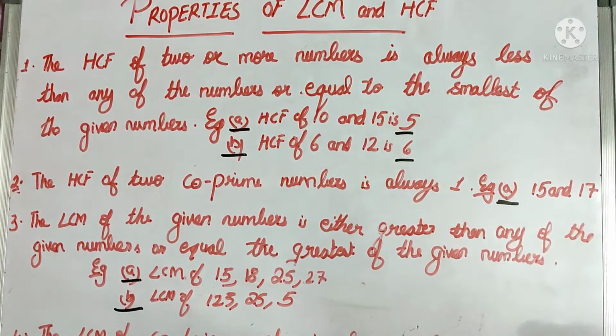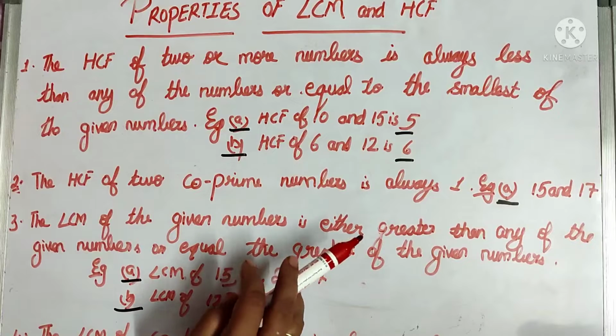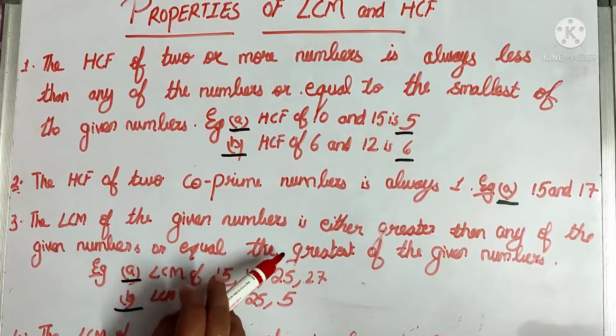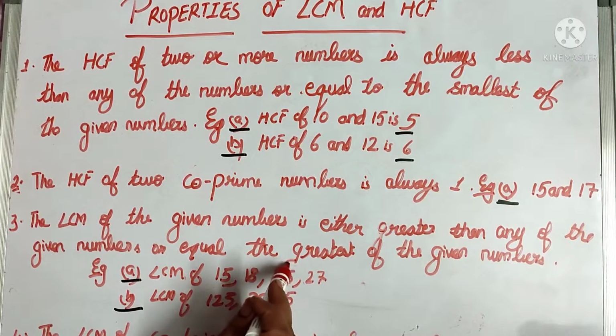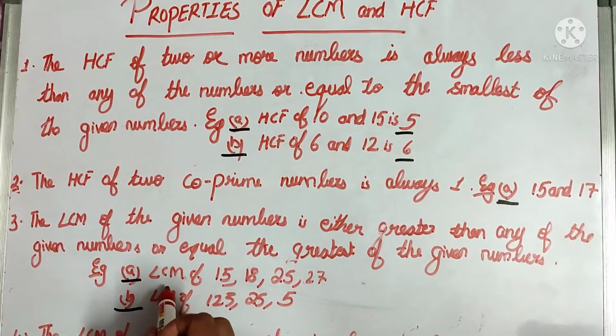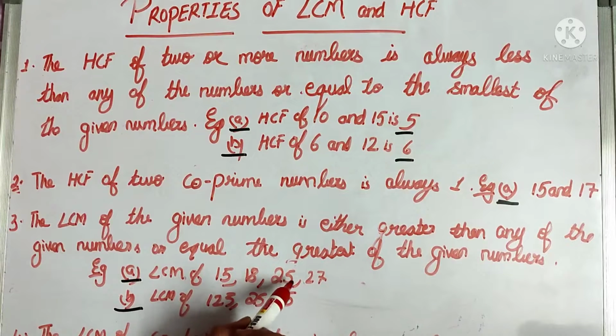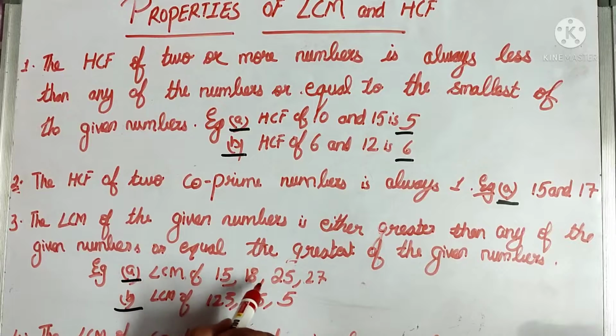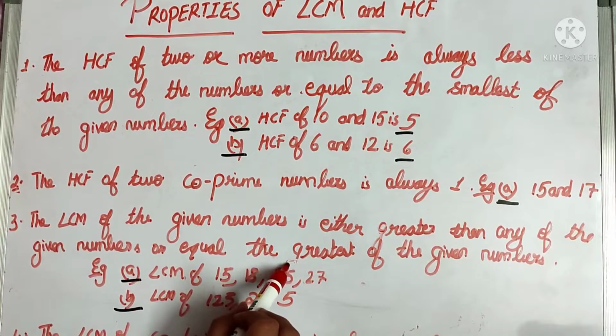Now the third one. The LCM of the given numbers is either greater than any of the given numbers or equal to the greatest of the given numbers. Suppose we have to find the LCM of 15, 18, 25 and 27. Its LCM will always be a number greater than these given numbers, or equal to the greatest of them. For example, if 125, 25 and 5 are the numbers.